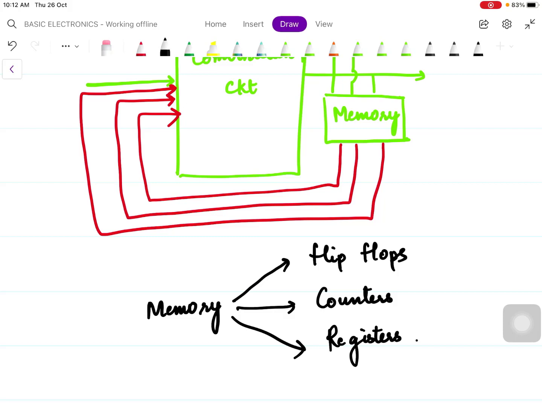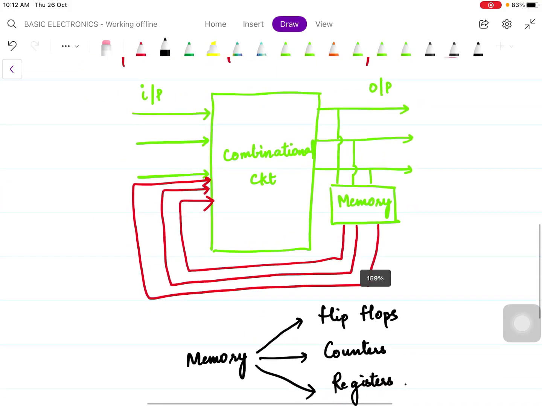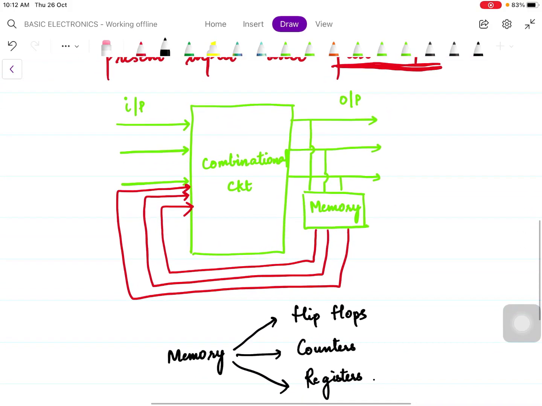So in the case of sequential circuits, the memory elements are acted upon by the circuits of flip-flops or the counters or the registers. They act as the memory elements over there. So I hope that the concept of sequential circuits might be clear to you all.